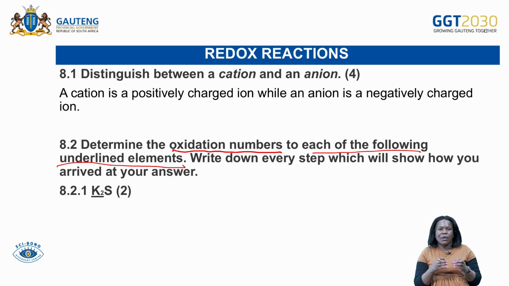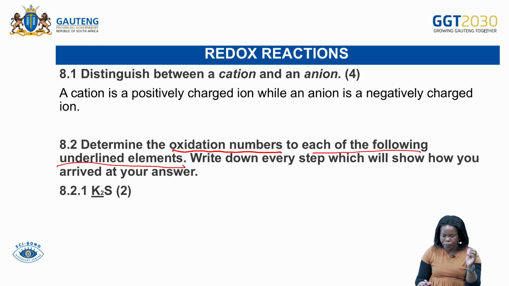Okay, so there's an element in this compound for which they have not given us the oxidation number, but we have to find out the oxidation number of the underlined element. And also we need to write down every step to show how we got there. How did we find that answer? So the first thing, you look at this compound K2S. Because it is a molecule, or rather a compound, its oxidation number is going to be 0 because it doesn't have a charge. It's not an ion. It's just neutral because that is the rule.